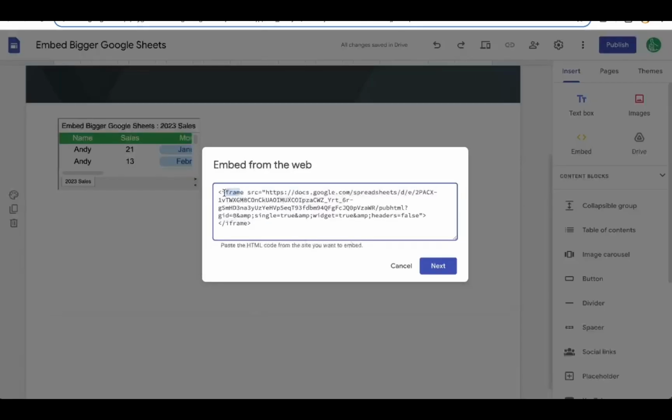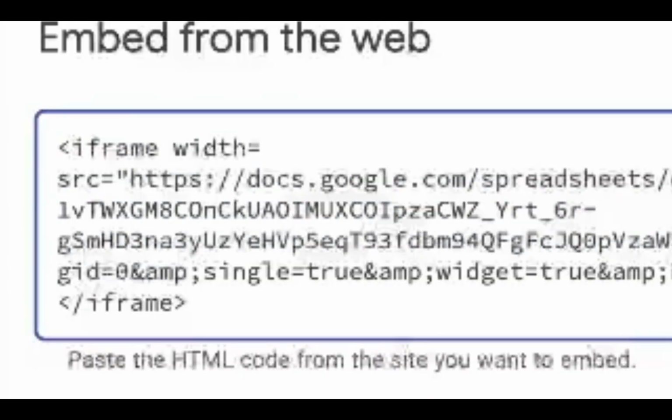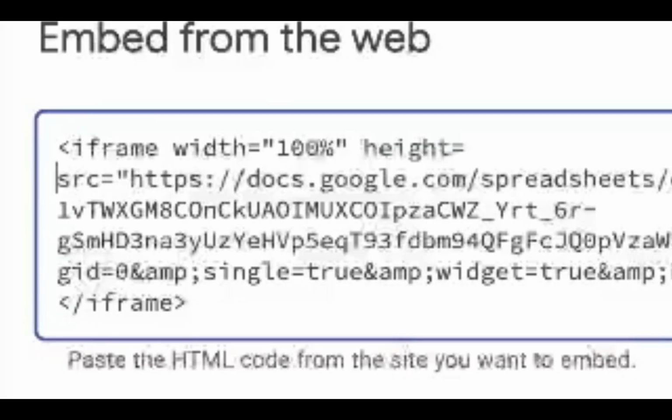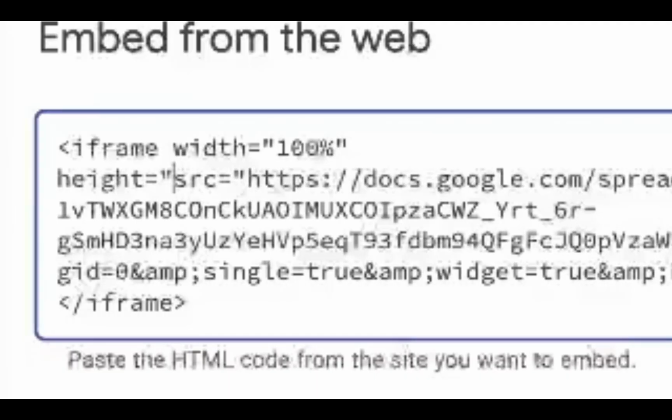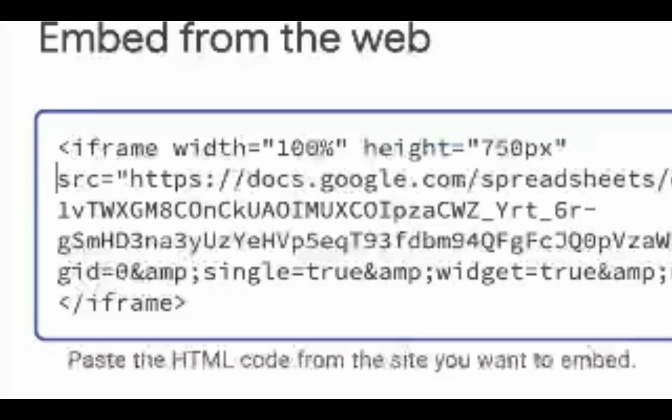Right after iframe, so here's the entire code, and it's just an iframe. We're going to write width equals, and in quotes, put 100%. This means that it'll be as wide as possible. Height equals, and in quotes, I'm going to put 750 px, or pixels. Make sure there's a space after that quote.